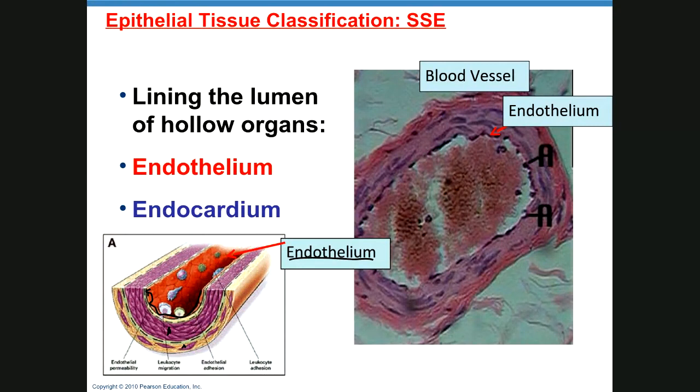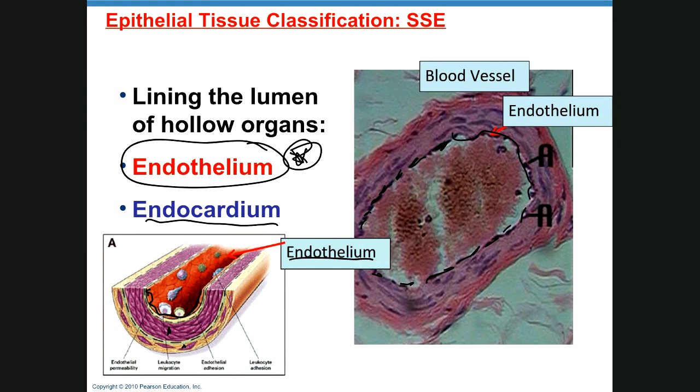This is a micrograph of a blood vessel, a cross-section of the blood vessel, and these little black lines right here are actually the simple squamous epithelial tissue that lines blood vessels. This is the endothelium. Okay, so very, very important term. Definitely know it. Count on seeing this term on the test. Endocardium is in blue, just mentioned there. Actually, this simple squamous epithelial tissue lining the heart is typically called endocardium. Sometimes you hear it called endothelium. Endocardium is a better term for it.